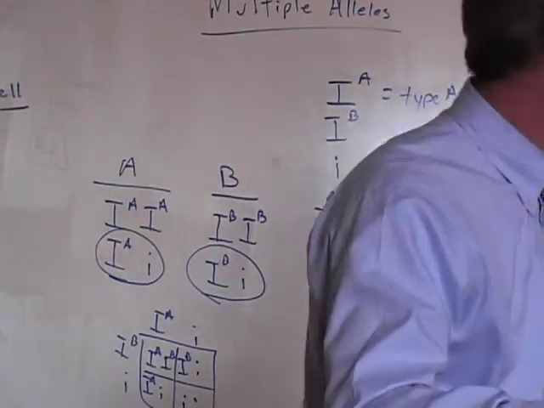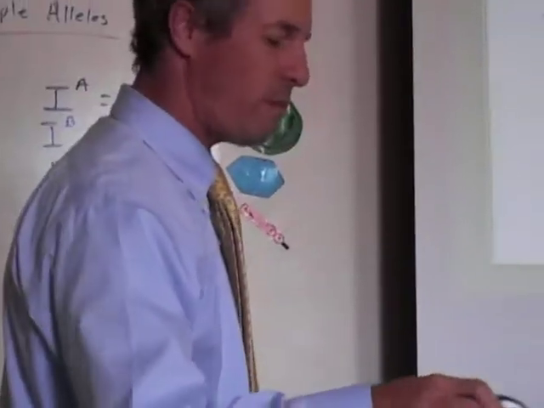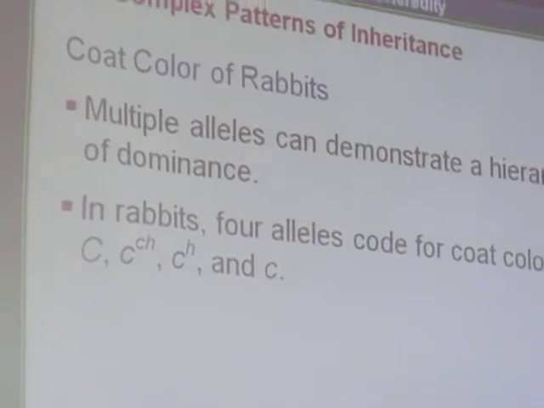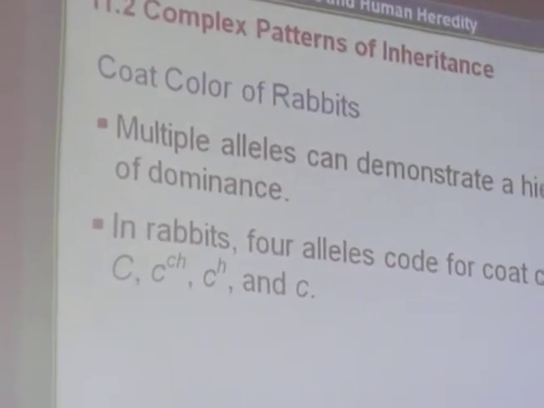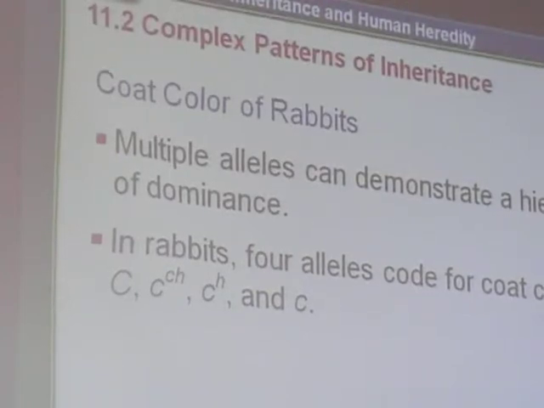Okay, what about coat color in rabbits? Coat color in rabbits is multiple alleles. In the case of coat color in rabbits, there are 4 types of alleles: full color, albino, Himalayan, and chinchilla. Big C equals what we call wild type, full color.